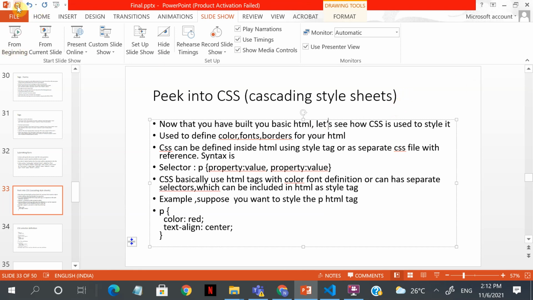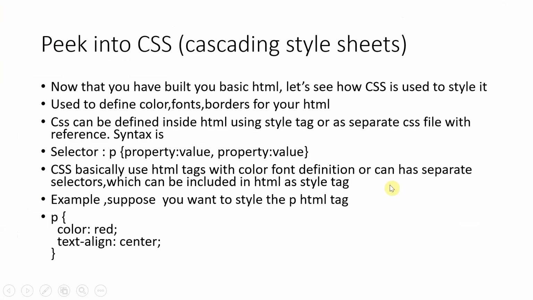See how CSS is used to style it. You basically add color, fonts and borders to your HTML. Basically any web page that you see, there are colors, background images and all. You use cascading style sheets to style your HTML.